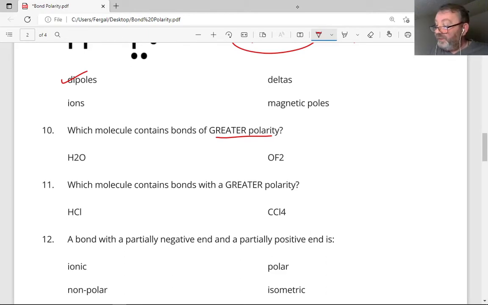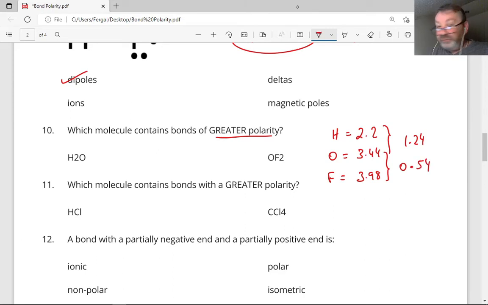If we look at the electronegativity of hydrogen, we get 2.2. Now our value is going to be slightly different in our periodic table to the answers here, so we'll see what happens. And then we get oxygen, which is 3.44. So that gives me a total difference of 1.24, which is a very strong dipole. What about OF2? Well, oxygen is 3.44 and F is 3.98, which gives me a difference there of 0.54, which is a much weaker dipole.